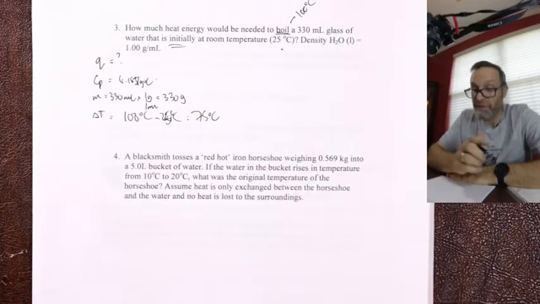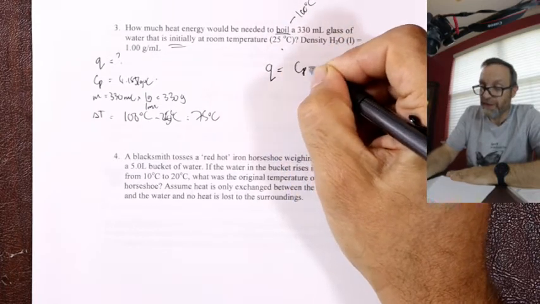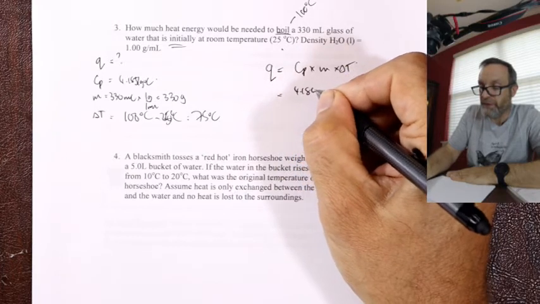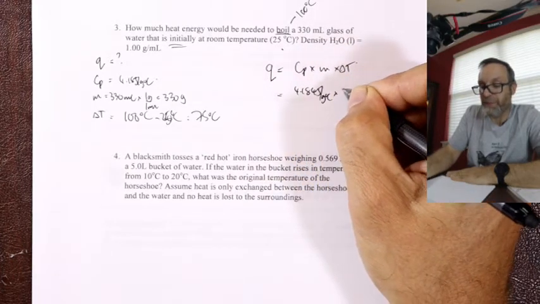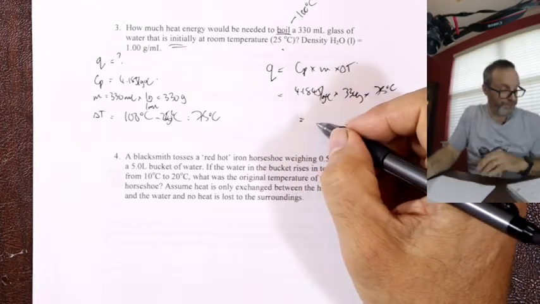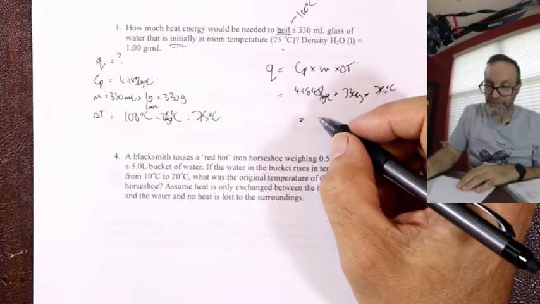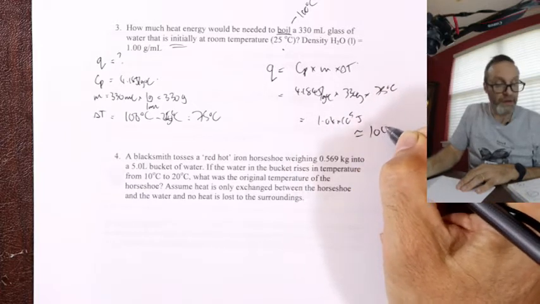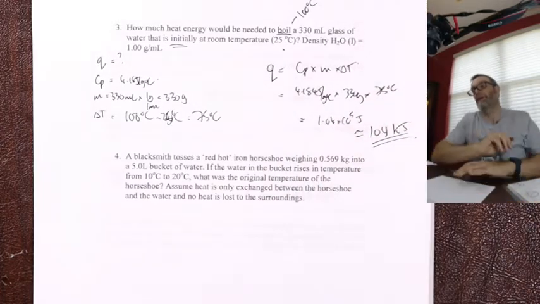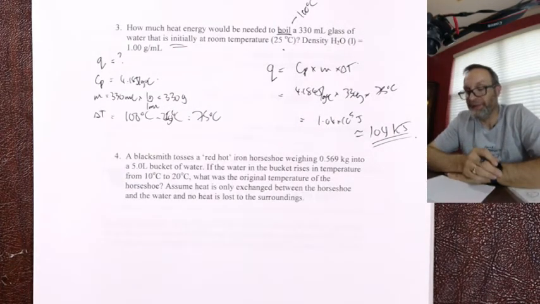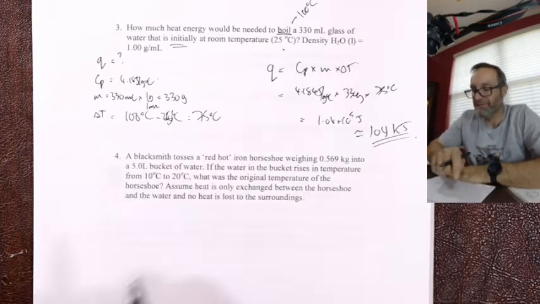The change was 75. Q, Cp, M, delta T: 4.184 joules per gram degree C times 330 grams times 75 degrees C. What do I get? No, turn over. 1.04 times 10 to the 5 joules, 104 kilojoules. Okay. Now, if you didn't get 104, what I recommend is rewind the video a little bit and just try it, and then make sure you get this.